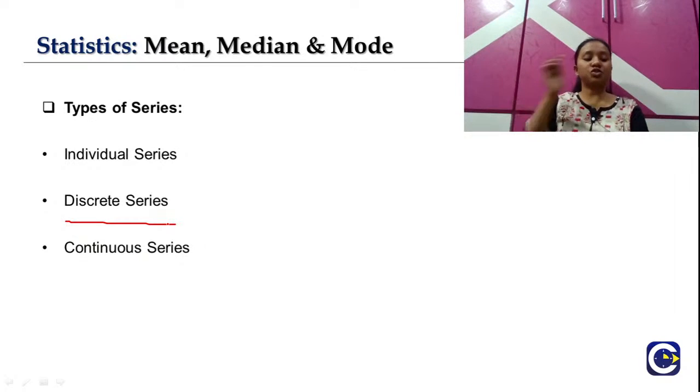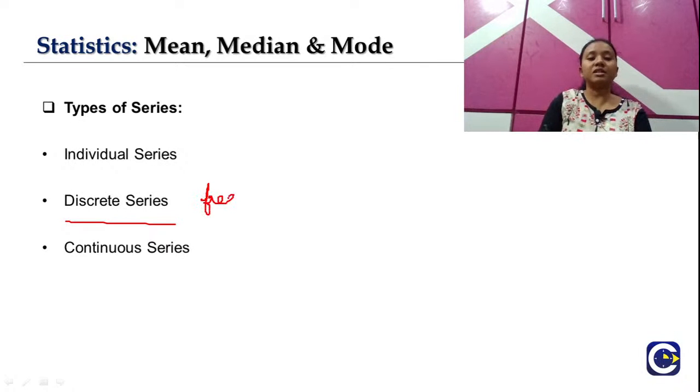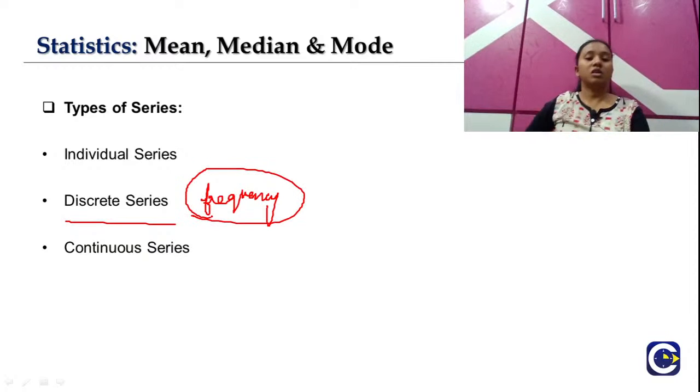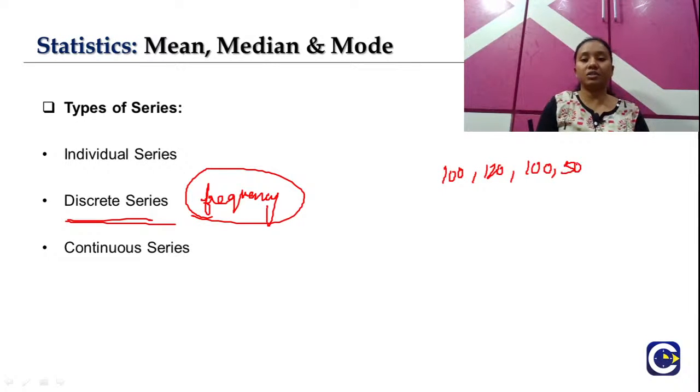So when it comes to discrete series, we will be having frequency along with it. In this discrete series, it's not an individual when it comes to a frequency, because, for suppose, we are having 100, 120, 100, 500 and 200.